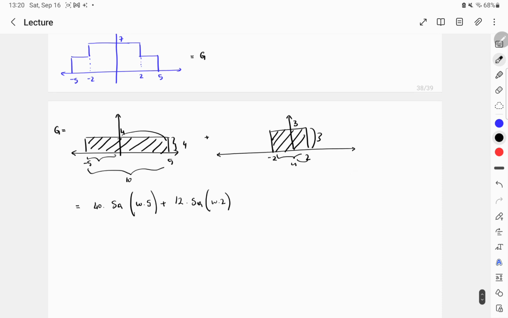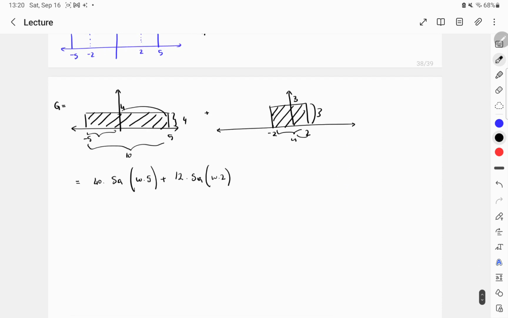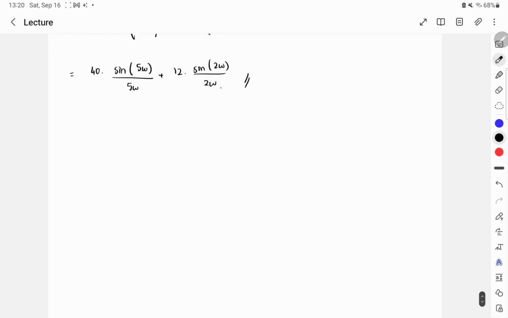All right, so eventually we can rewrite these ones. Sample means the sine inside the expression over the same expression. So let me rewrite it like this: 10 sine 5 omega over 5 omega plus 12 times sine 2 omega over 2 omega. This is our final result. All right, now let's move on to another example.